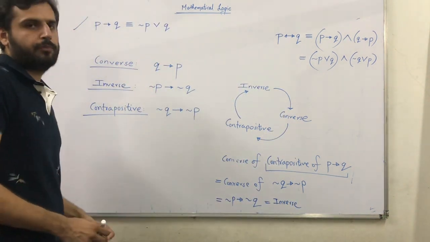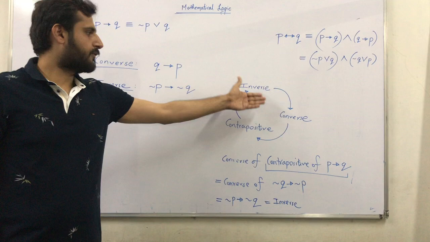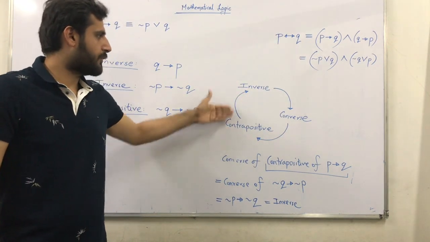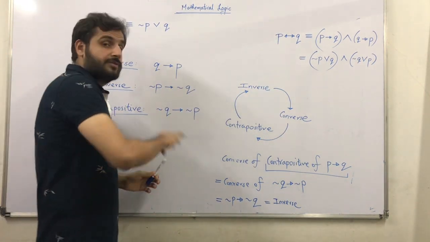So just like this you can prove the remaining. Inverse of converse is contrapositive. Converse of contrapositive is inverse. And it works in the reverse direction also.